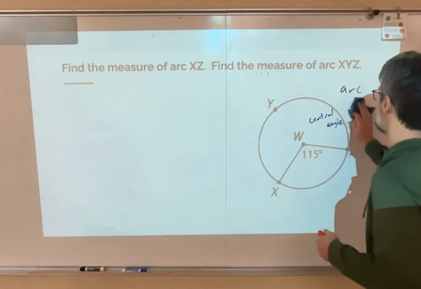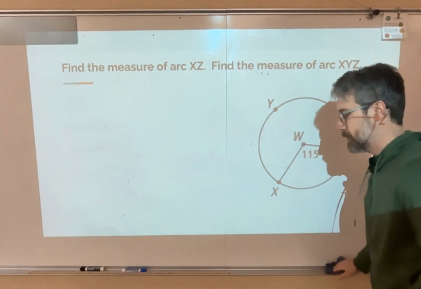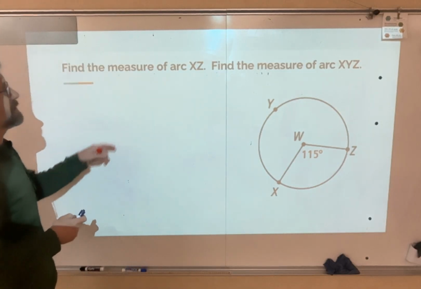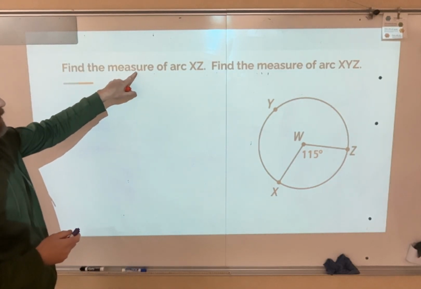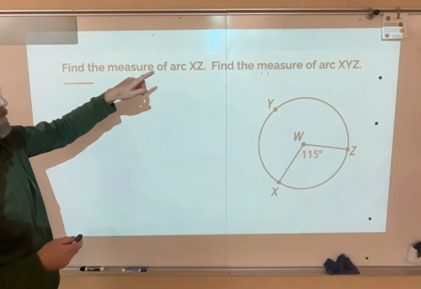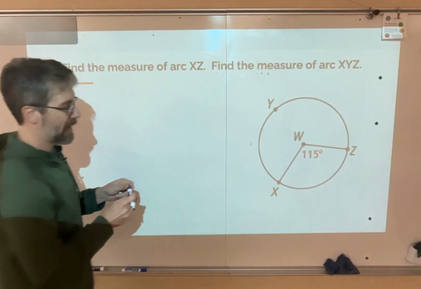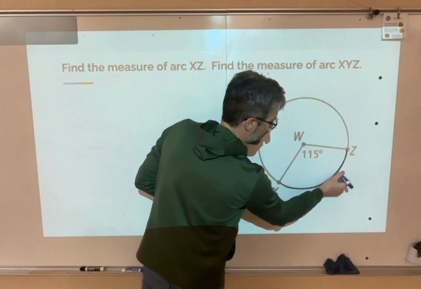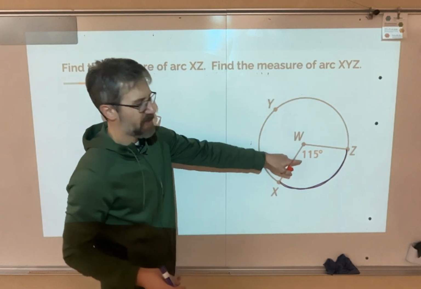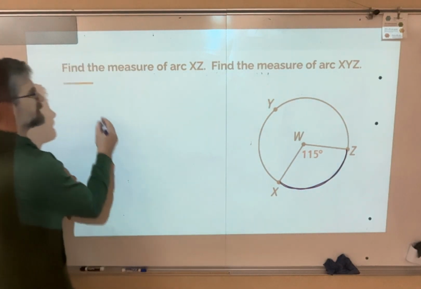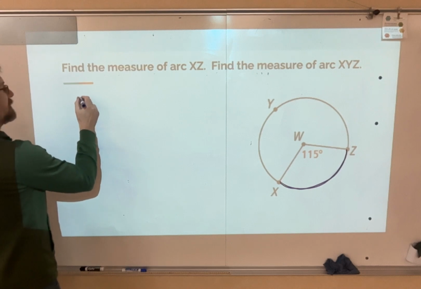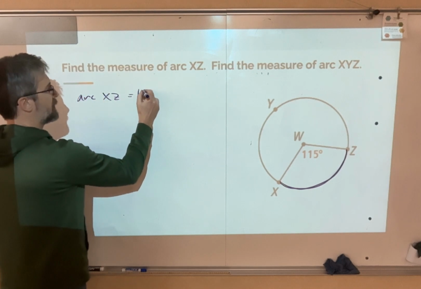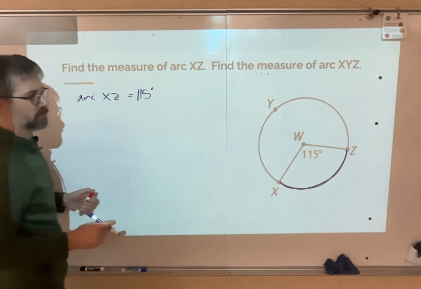Okay, so looking at this. A lot of these, you just kind of have to know what that relationship is to understand these. Now, we want to find the measure of arc xz and the measure of arc xyz. So xz is going to be this distance right here, that arc. Well, we know what the central angle is. It's 115. So arc xz is also equal to 115 degrees.